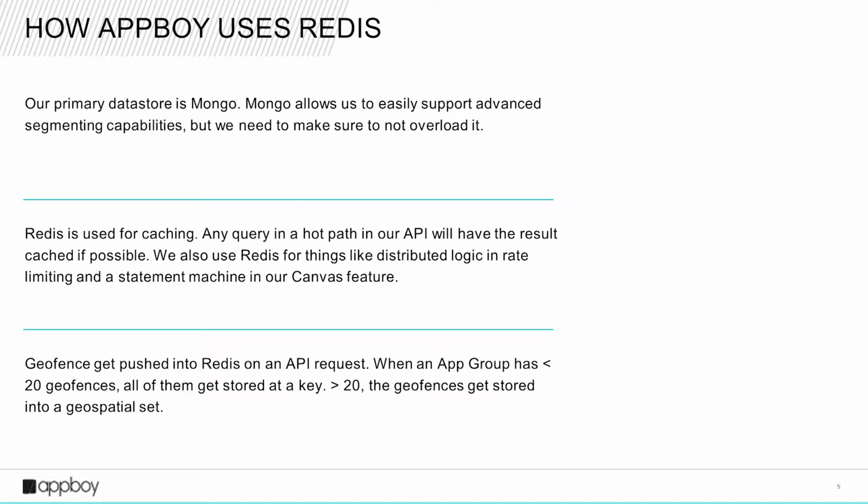That's in a simple pattern. Basically, local machine caches are in Redis, and network caches are in memcache. So we'll check the network cache, then we'll check the local cache and move them in that way. When there's more than 20 of them, we push them into a geospatial set.